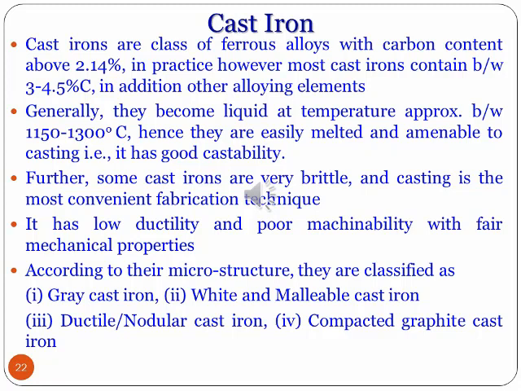According to their microstructure, they can be further classified into grey cast iron, ductile or nodular cast iron, compacted graphite cast iron, white and malleable cast iron. We shall see the properties and applications of each of these cast irons in the following slides.